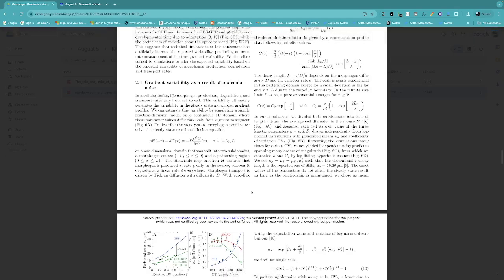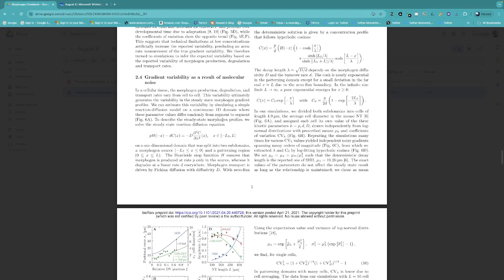So in a cellular tissue, the morphogen production, degradation, and transport rates vary from cell to cell. And that's a very important thing to remember, that even though the genome is more or less uniform, the kinetics of the cell are not. And so this variability ultimately generates the variability in the steady state morphogen gradient profiles. We can estimate this variability by simulating a simple reaction diffusion model on a continuous one-dimensional domain, where these parameter values differ randomly from segment to segment.